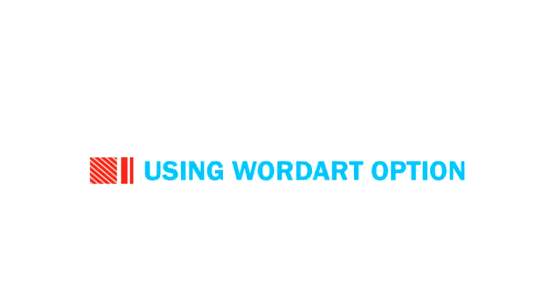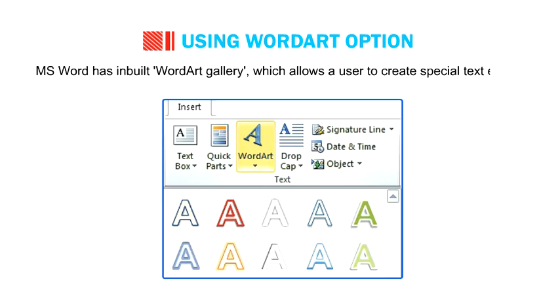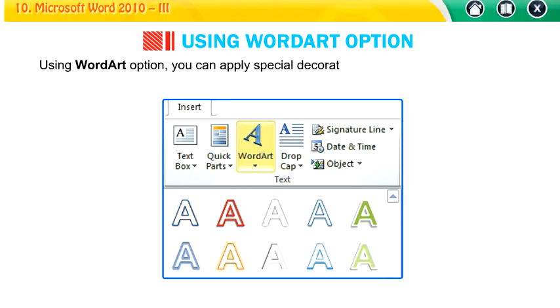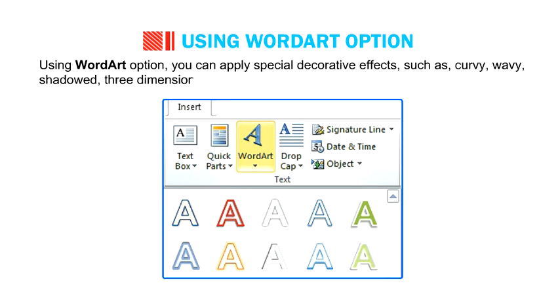Alright, we shall discuss using the Word Art option. MS Word has an inbuilt Word Art Gallery which allows a user to create special text effects. It gives a unique look to the text. Using the Word Art option, you can apply special decorative effects such as curvy, wavy, shadowed, 3-dimensional, 3D, etc. to your document.